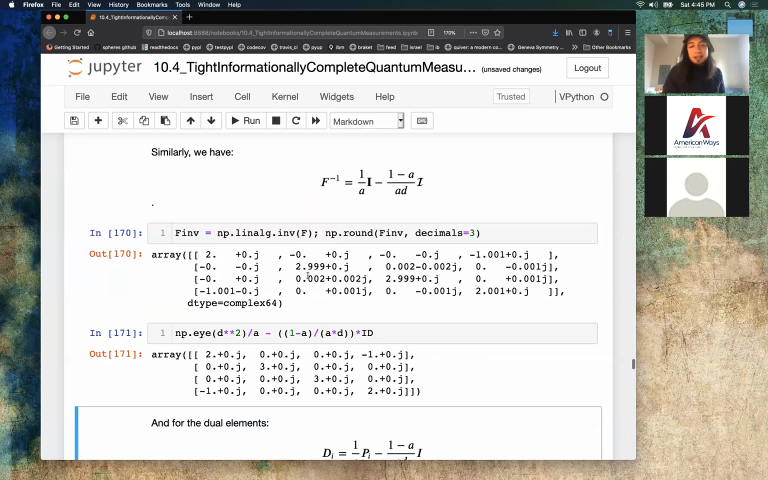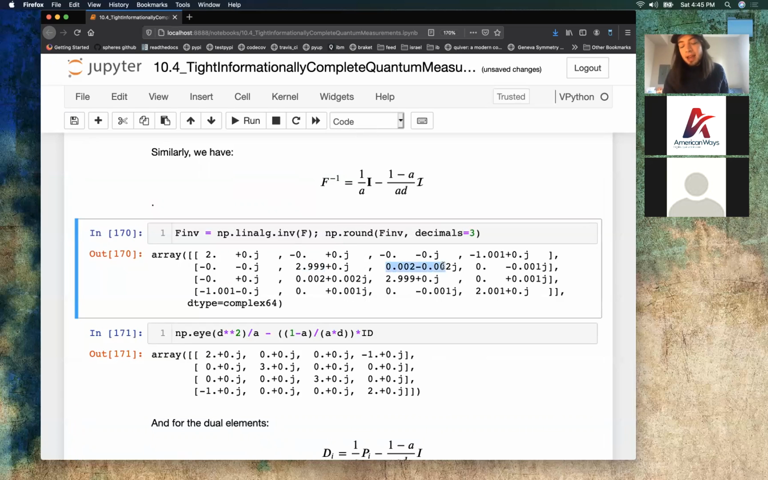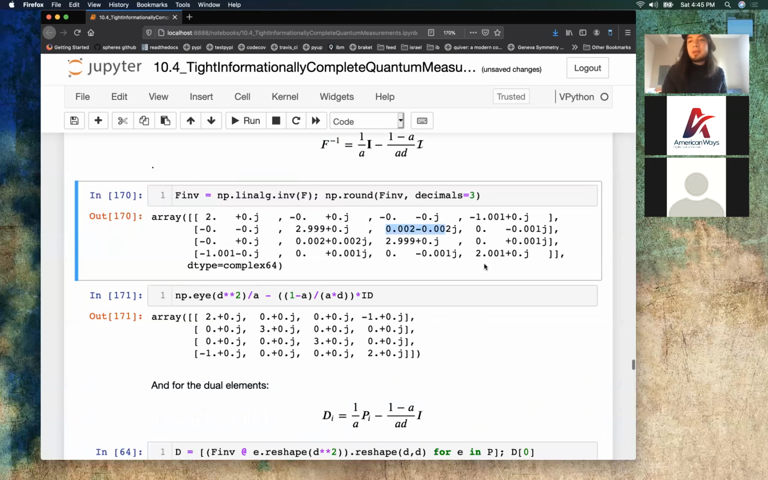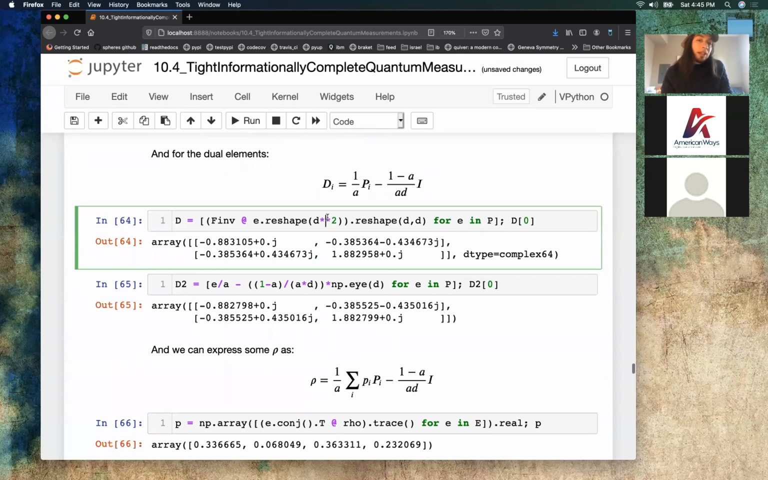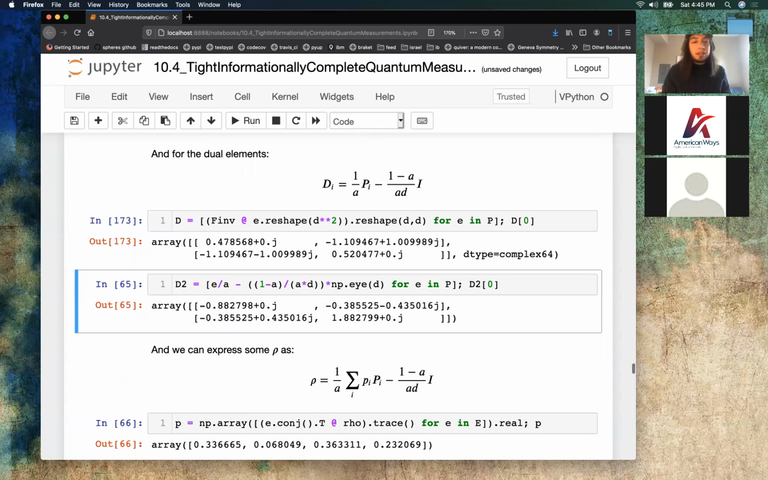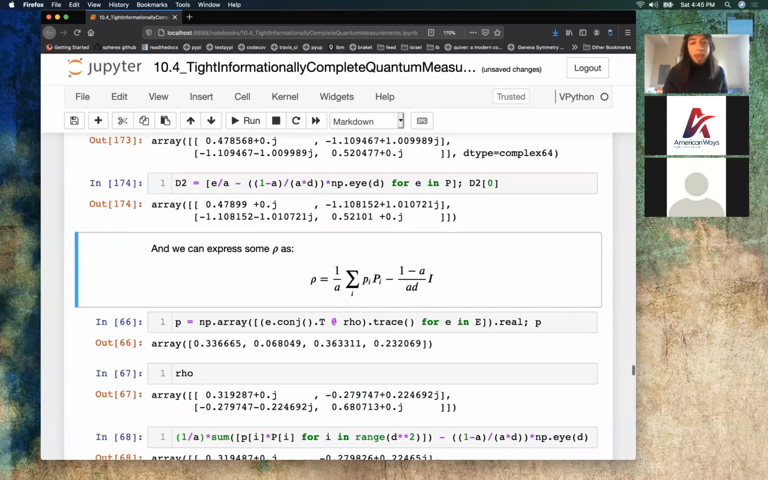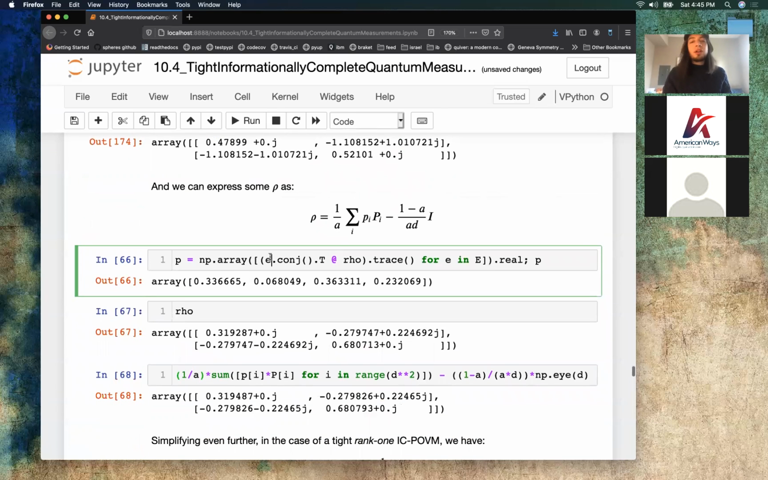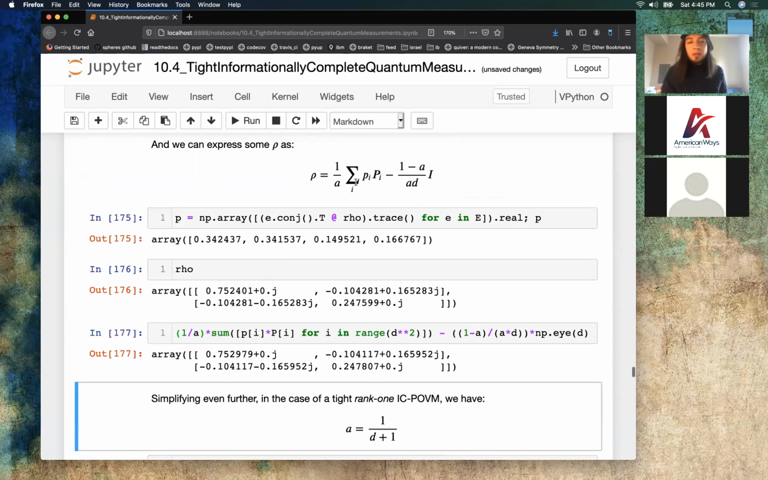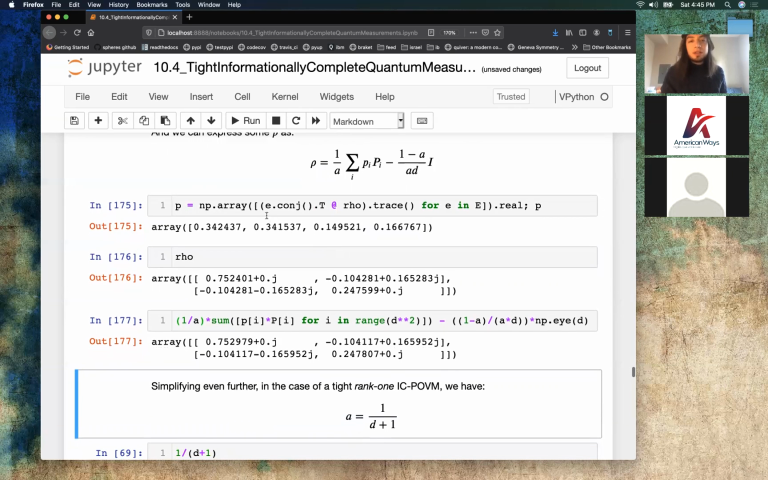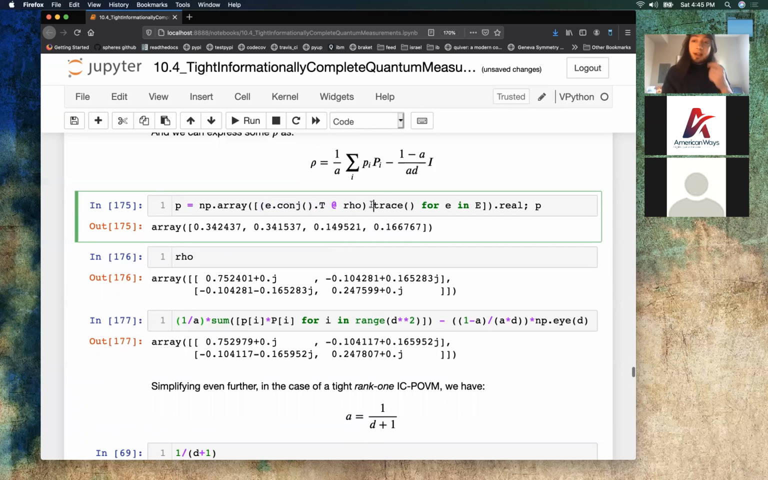And, you see, it's mostly right. I mean, there's a little error just because we're numerically approximating the sum. And similarly, we can get a nice, cute little formula for the dual elements. And as well, a cute little formula for state reconstruction, where these are the probabilities for the POVM outcomes given rho. You see, it's the inner product of the POVM outcomes with rho, etc.